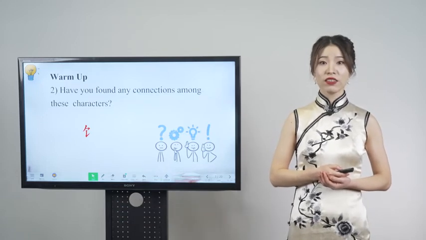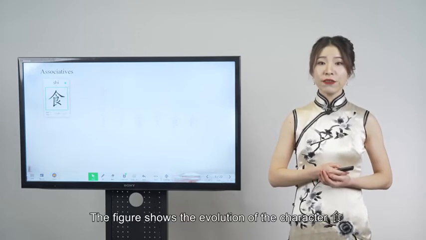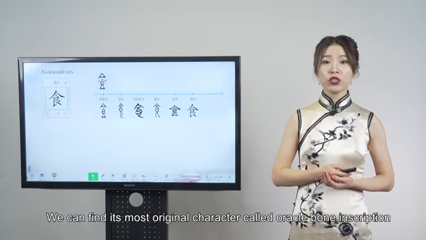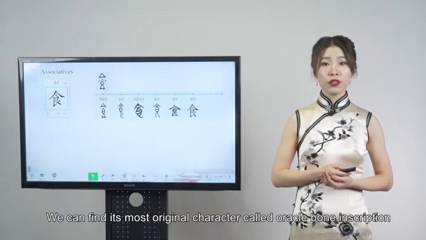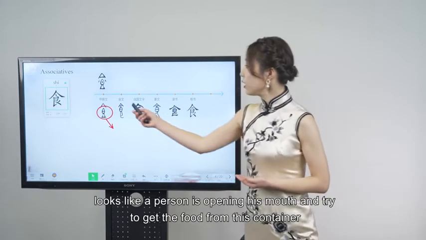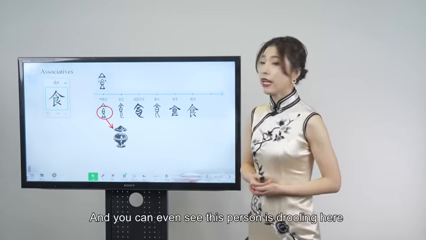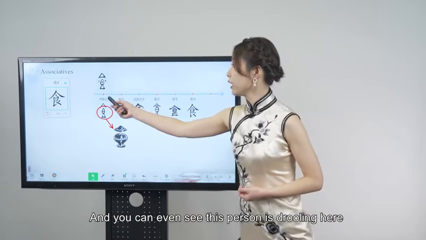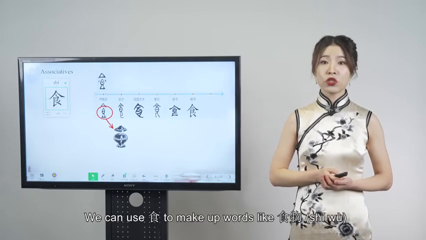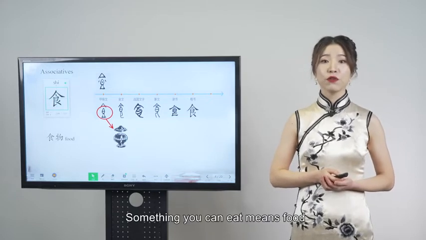Okay, let's get started. First, let's take a look at the character 食. The figure shows the evolution of the character 食. We can find its most original character called oracle bone inscription. The shape of it looks like a person is opening his mouth and trying to get the food from this container. And you can even see this person is stirring here. So, 食 means to eat. We can use 食 to make up words like 食物. Something you can eat means food.